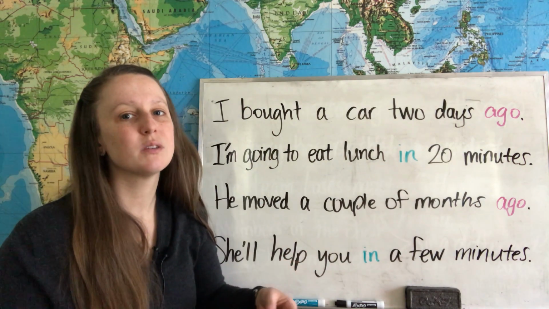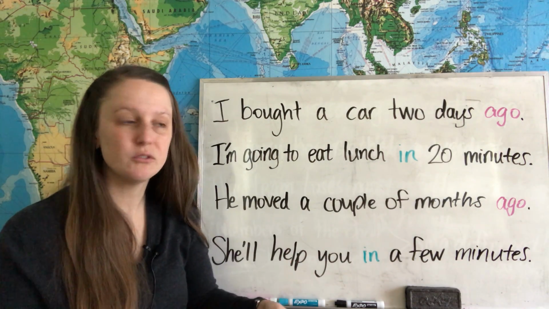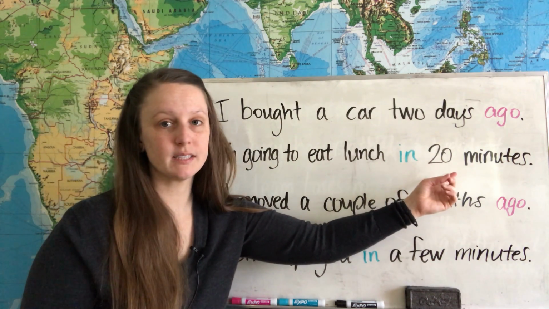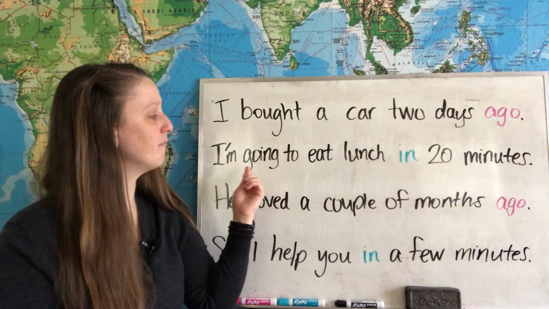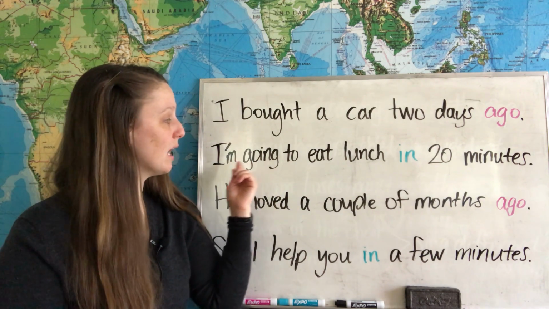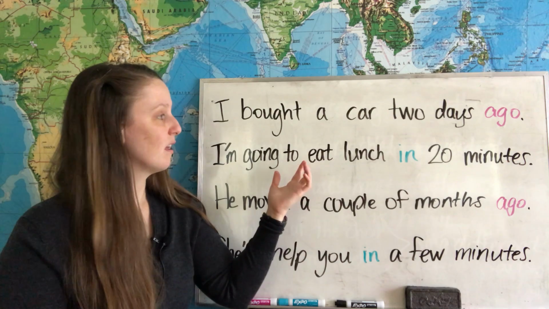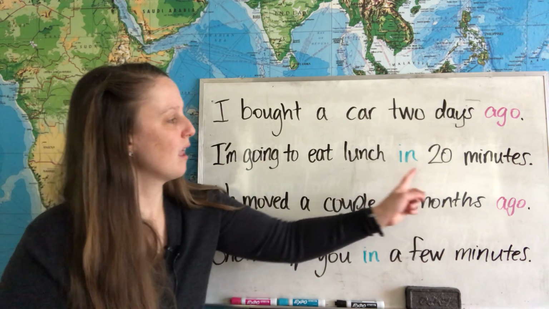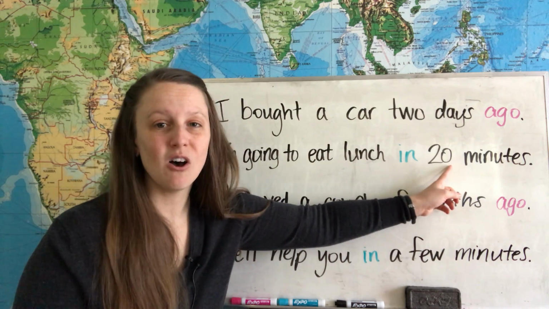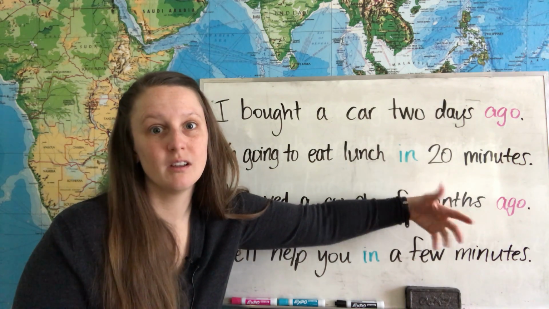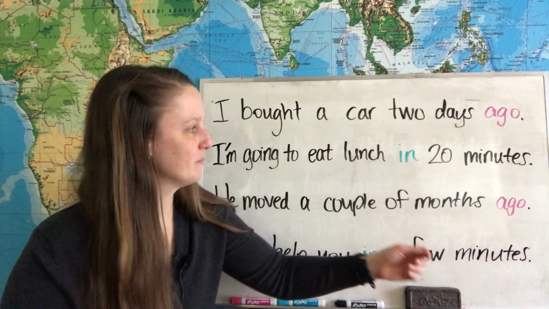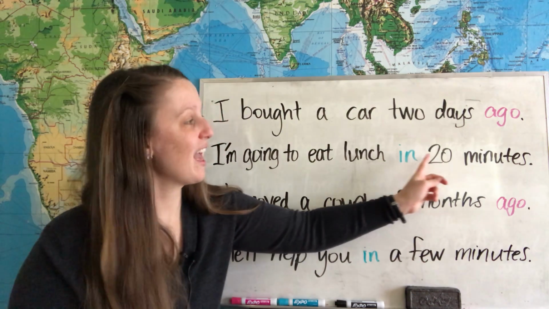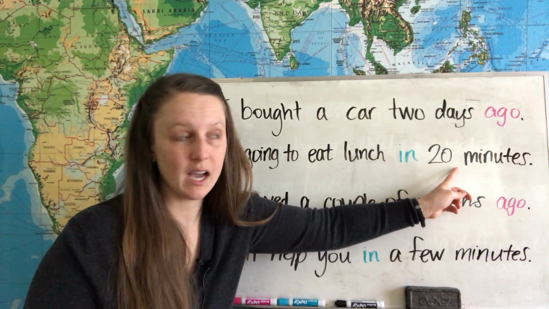Let's look at how we use the word in to talk about the future. I'm going to eat lunch in 20 minutes. Again, we have a future verb here, am going to eat. And we know that this is a future action, a plan for the future. And this tells us how long, how much time in the future. When will this action happen? With in, we have in and then the amount of time.